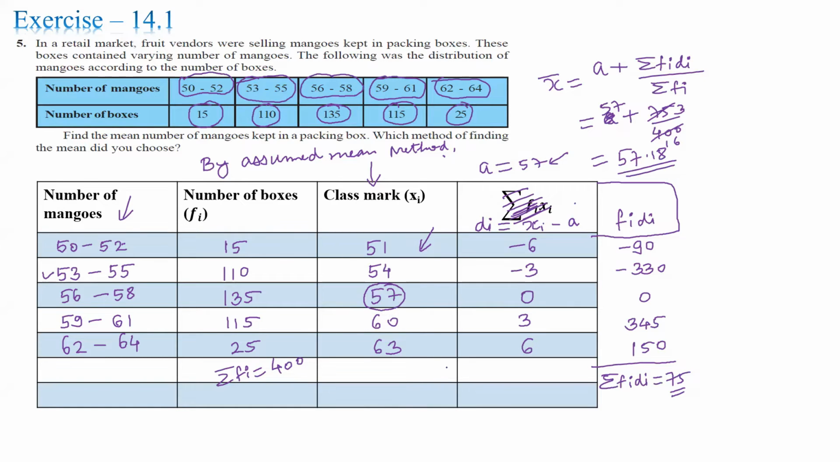Okay, so here the mean is what? 57.18. If you are taking 3 or 4 decimals, you will round it off to 57.19. Okay, so the mean here in this question is 57.18 or 57.19.